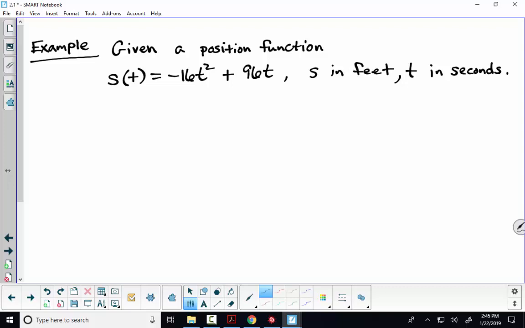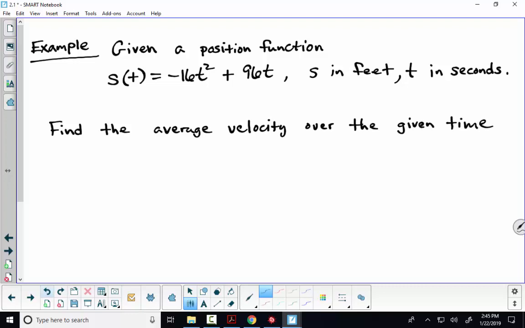So let's find or compute the average velocity over the given time intervals. First interval, let's look from 1 to 2.